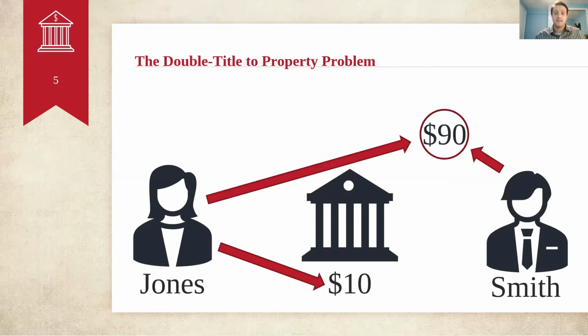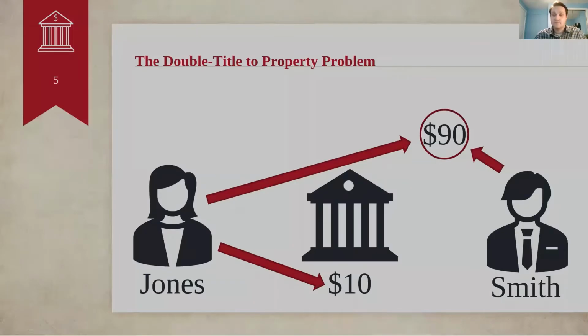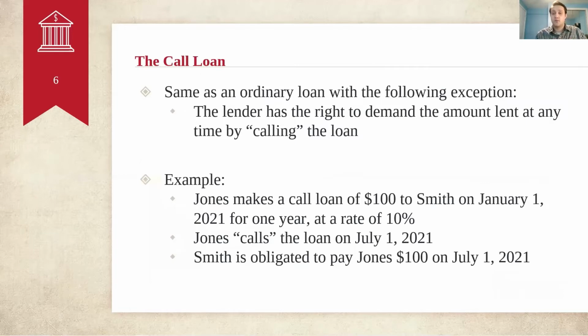This is what is known as a double title to property problem. In 2007, Lawrence White sought to overcome this problem by claiming that the common checking account is, at least to all appearances, a type of callable loan where the lender is the account holder and the borrower is the bank. So what is the call loan?